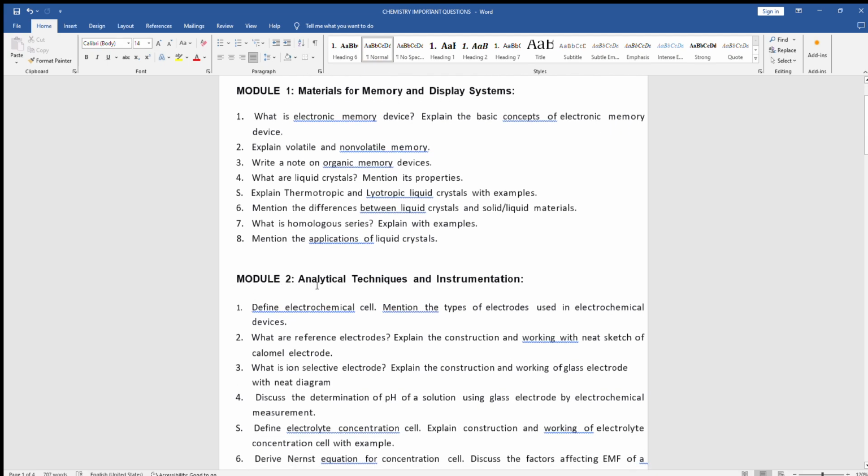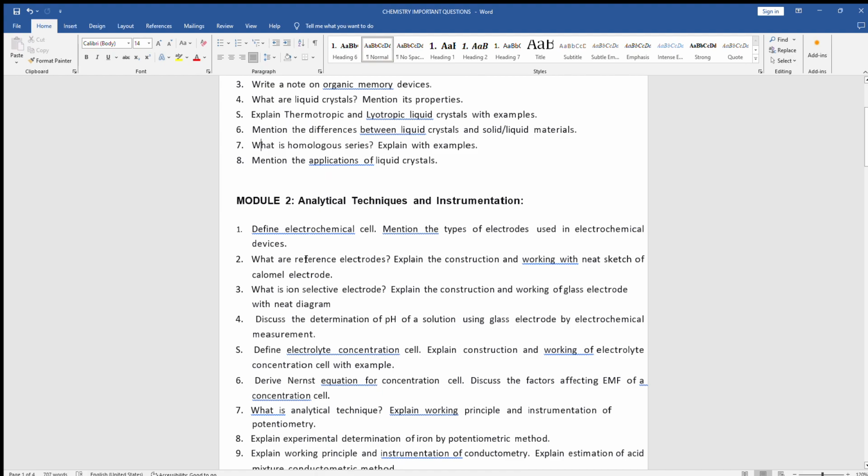Coming to module 2, analytical techniques and instrumentation. The questions go like this. First one, define electrochemical cell. Mention the types of electrodes used in electrochemical devices. Second one, what are reference electrodes? Explain the construction and working with neat sketch of calomel electrode.